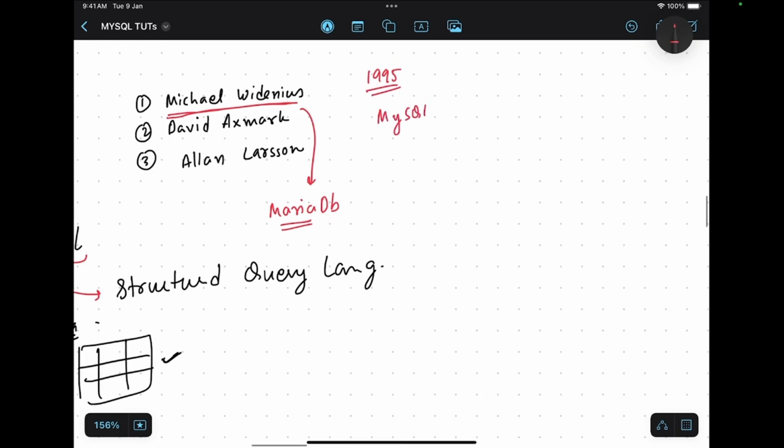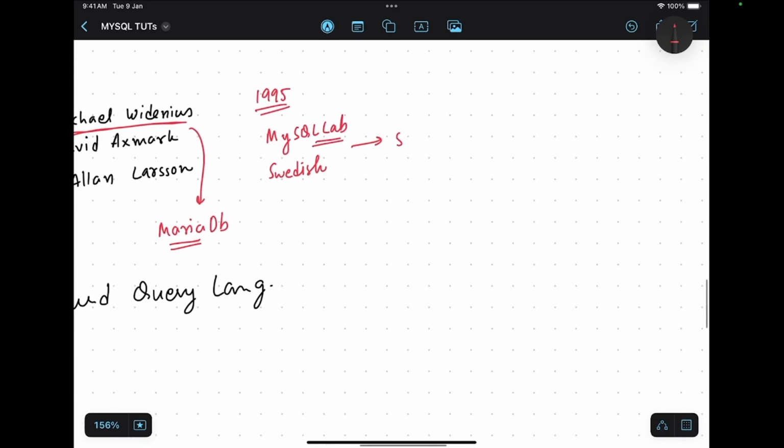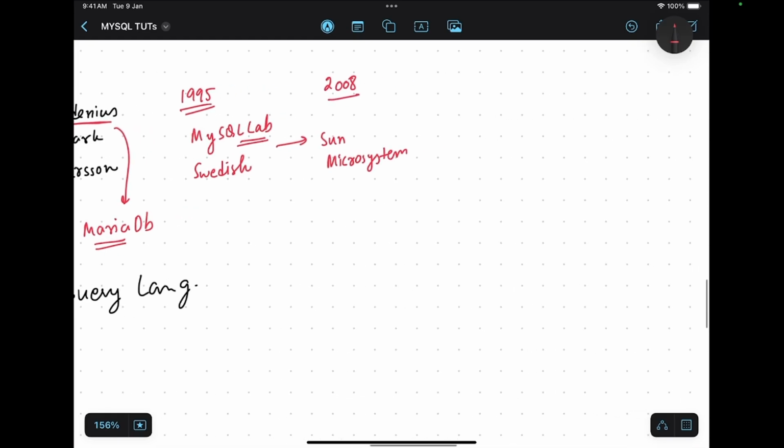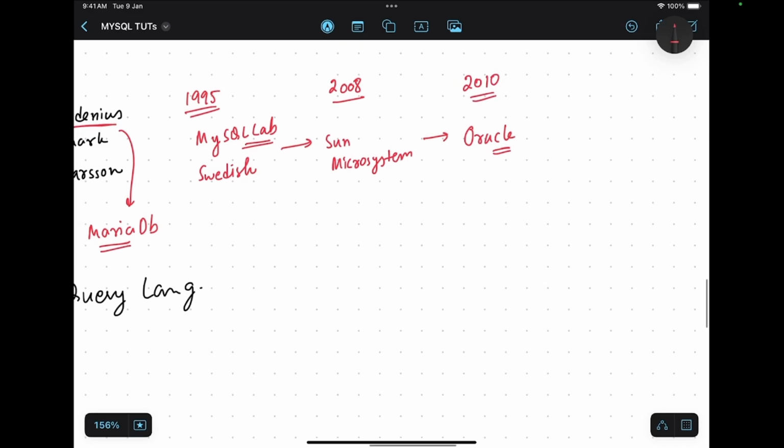Actually in 1995 they started it, and initially it was at MySQL AB, and it's a Swedish company. Then later it was acquired by Sun Microsystems. Sun Microsystems acquired it in around 2008, and later it was again acquired by Oracle, and still it's with Oracle. Most of the people know it as Oracle MySQL. So till now it's at Oracle.